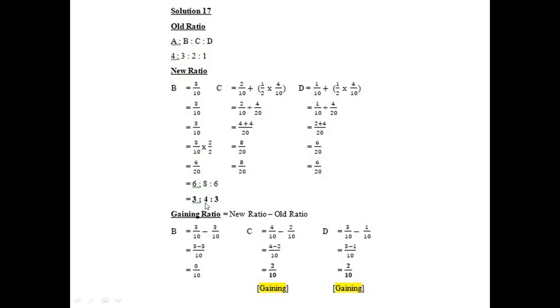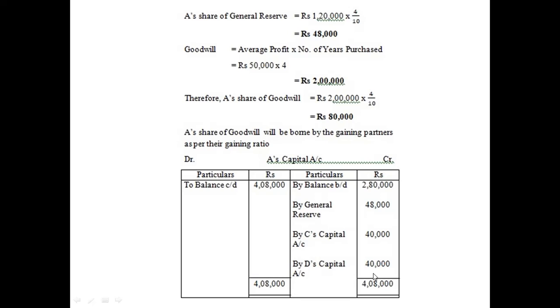After getting this new ratio, you have to calculate the gaining ratio. Gaining ratio is very simple. B is neither gaining nor sacrificing. So C and D are the gaining partners, and they are gaining in the equal ratio, 2 by 10 and 2 by 10, which equals 1 is to 1.